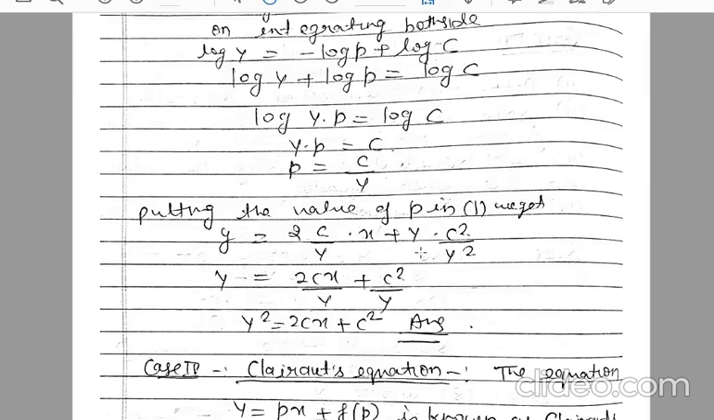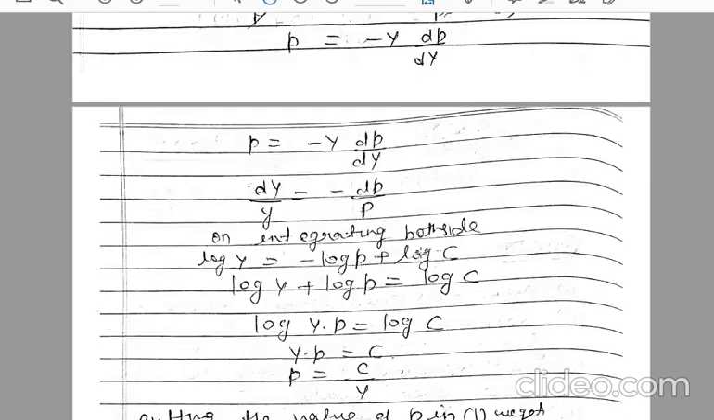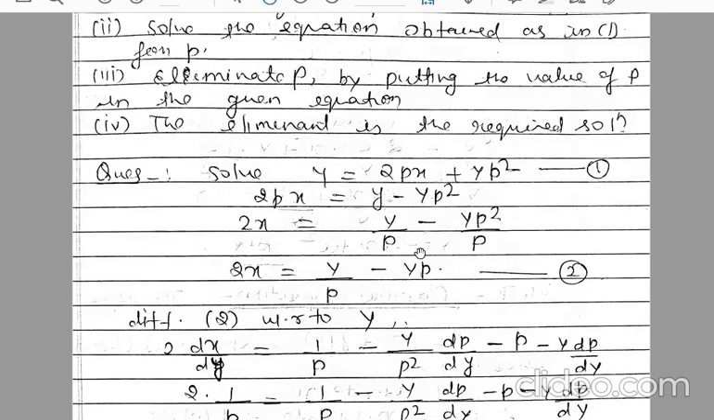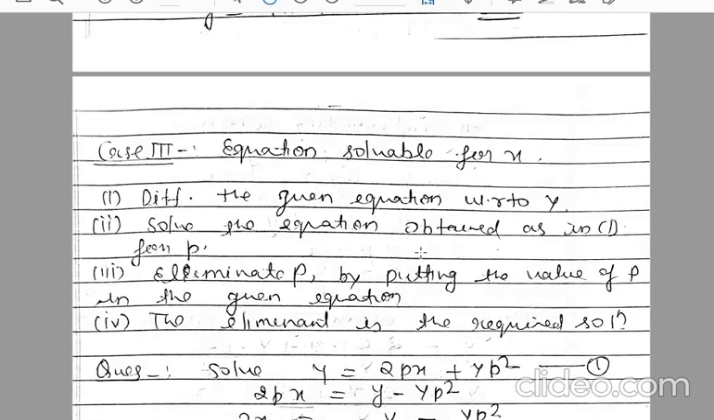Case second means solvable for y, and case third solvable for x. So what will you do? Differentiate with respect to x for an equation solvable for y. For an equation solvable for x, you will differentiate with respect to y. You need to check which case will be applicable, because in the examination it will not be stated to apply case 1 here or case 2 here, right?